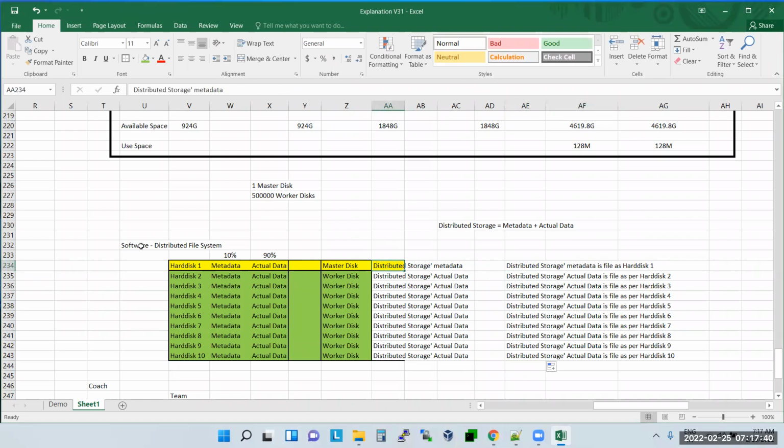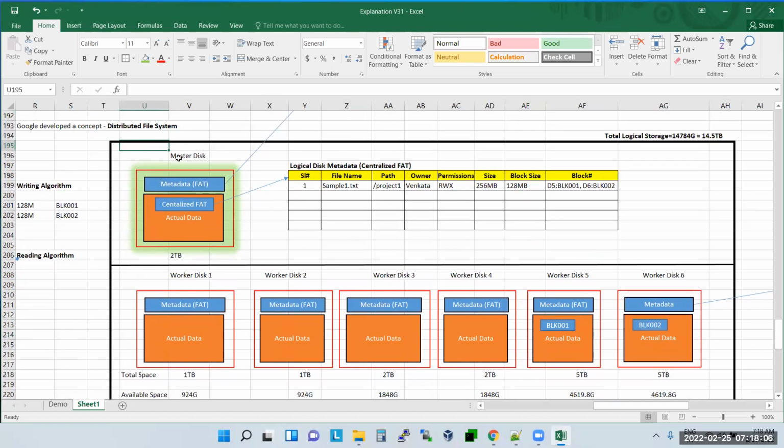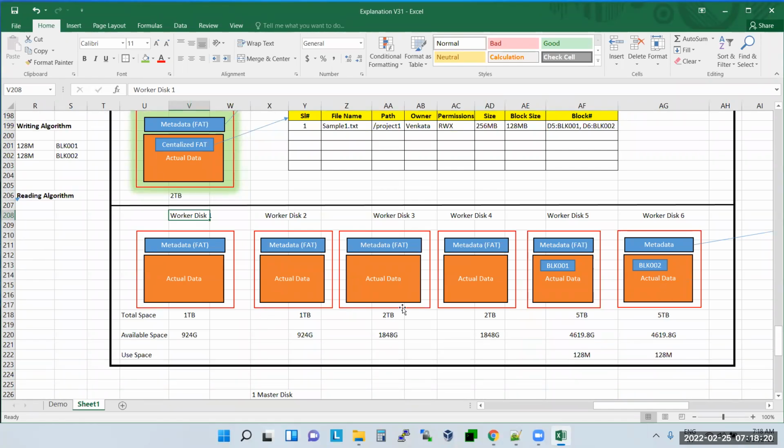Only this software will understand this is the metadata and this is the actual data. But each hard disk will not. For a hard disk, this is just a file. Are you clear? So what they have done is separate the metadata and the actual data. They combined multiple hard disks into one unit, and in that unit they started storing the metadata in a separate disk and the actual data in separate disks. This is what they have done.